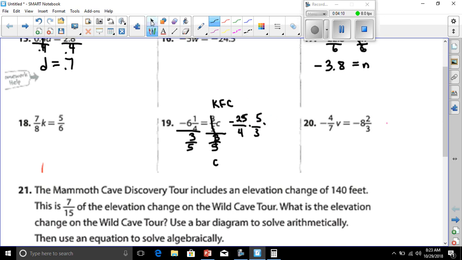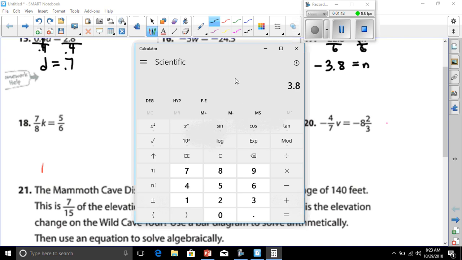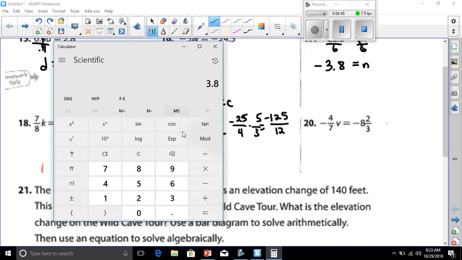All right, so let's do that. 25 times 5, well, that's going to be 125. More specifically, negative 125. And now 4 times 3, well, that's 12. And I know you're thinking you're done, but remember, we have to turn this back into a proper fraction in order to get my answer for C. So if I do that, let's go to our calculator. How many times does 12 go into 125?